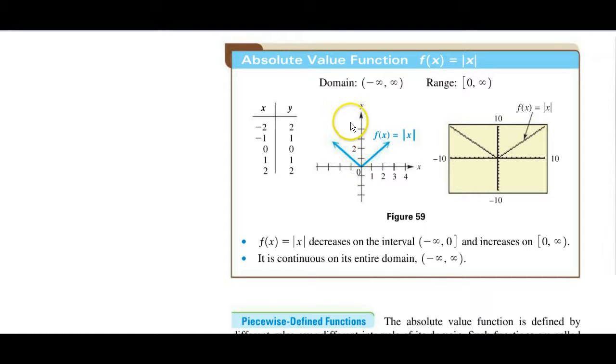So our domain, our x values, can go from negative infinity to positive infinity, but our range starts at 0, and we use a bracket because it is included, and it will go to positive infinity. And it is continuous. We don't lift the pencil up off the paper.